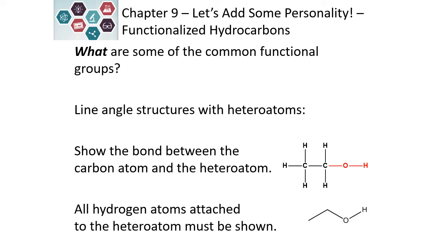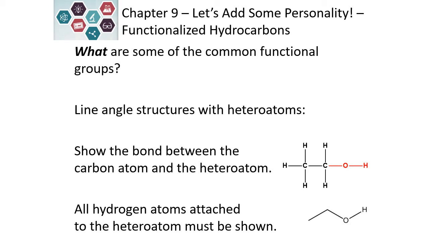We can also draw line angle structures with heteroatoms, but there is one small difference. When we're drawing heteroatoms, and when I say heteroatoms, I mean elements other than carbon or hydrogen, we do have to draw the bond to the oxygen or nitrogen, which are the most common elements that are included. We also have to show the hydrogens that are attached to any of the other elements.